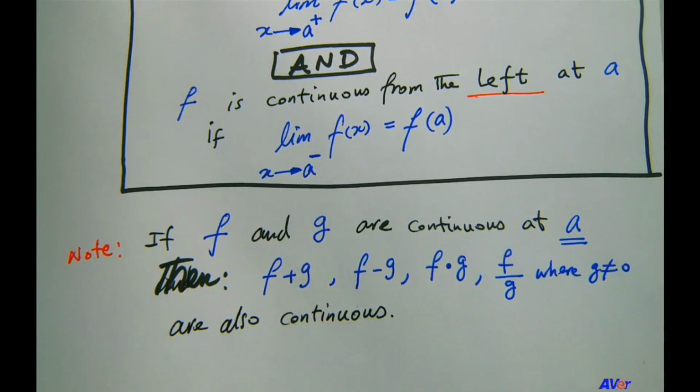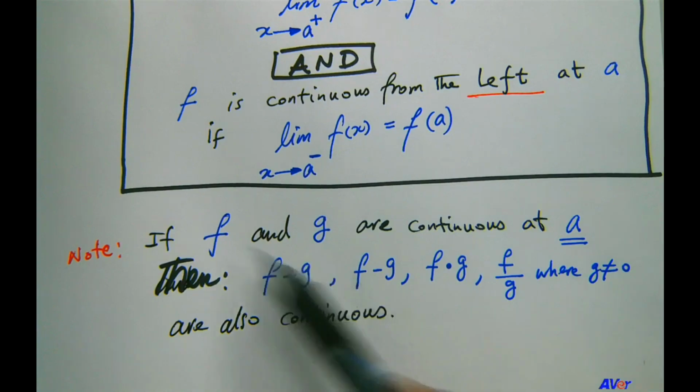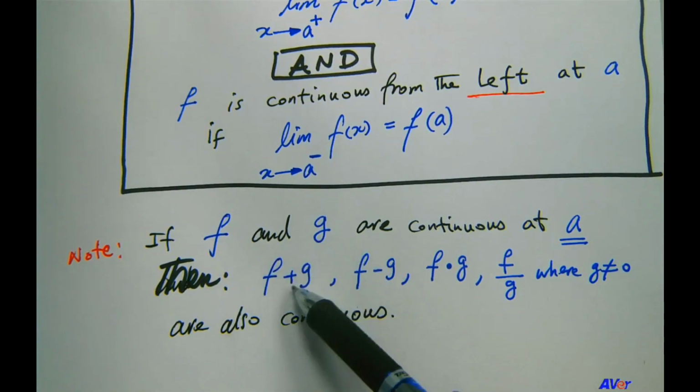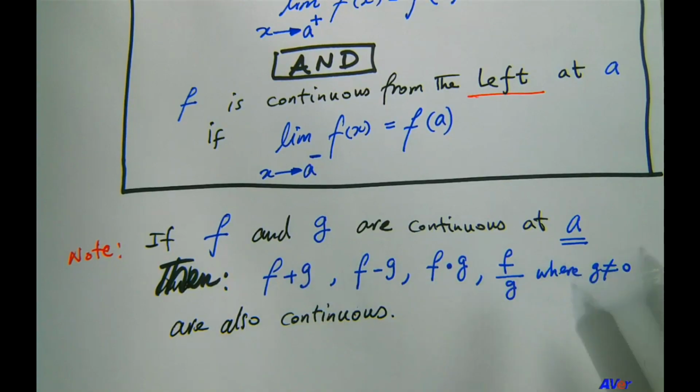Okay? So you remember these as the combining functions, right? From Math 124, Math 126, we talked about combining functions. So if the individual functions that are being combined are continuous, then the combined result, as long as, of course, the function g is never 0, are also continuous.